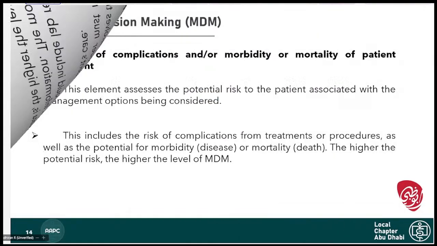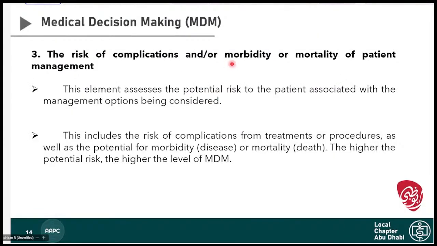Next we'll discuss risk of complications. Risk of complication, as we all know very well, is the complete treatment. Once the disease has been finalized, what treatment the provider will start? Either they'll give medication, or they can start surgery, or they can refer the patient to other specialty providers. This is called risk of complications.